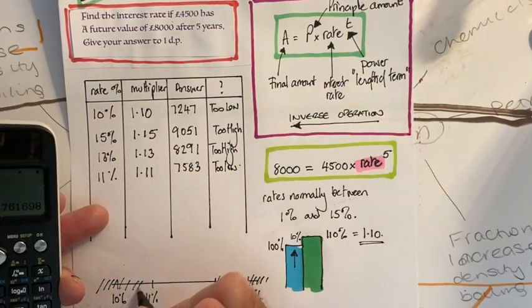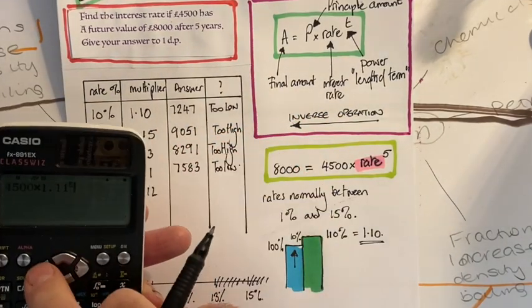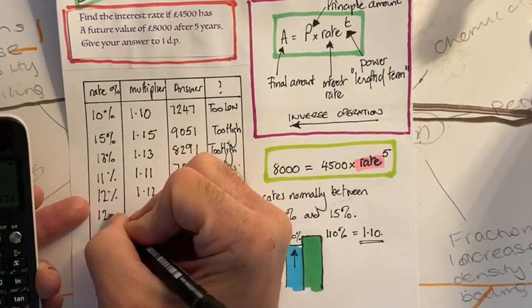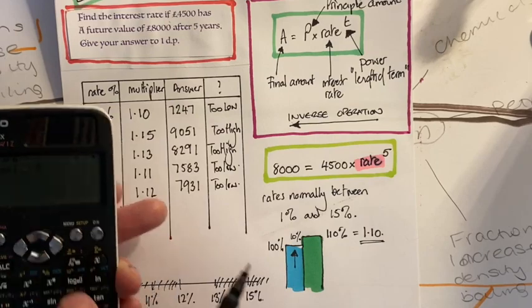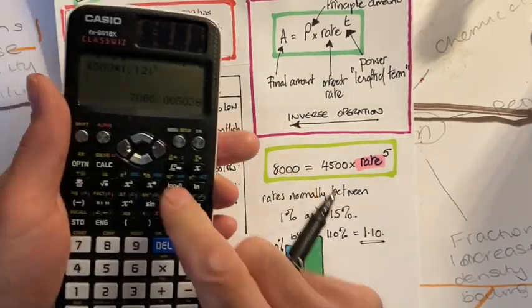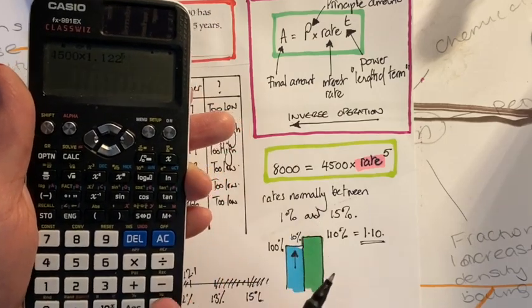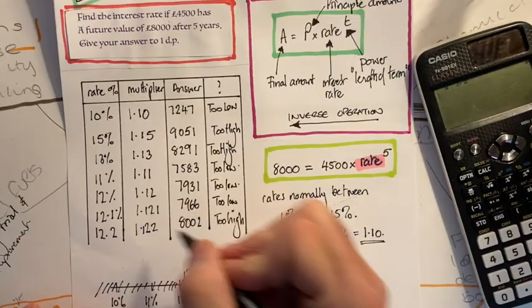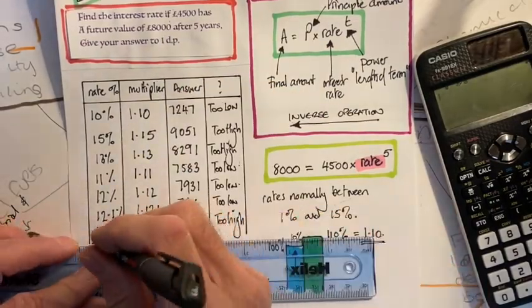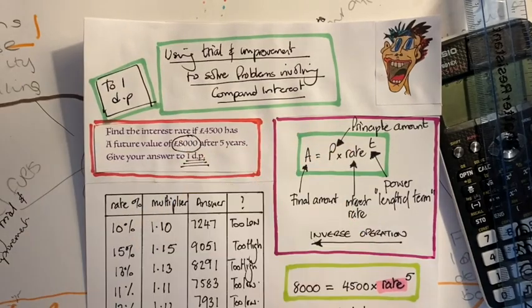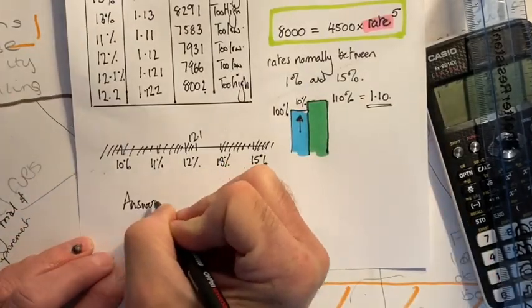So now try 11%, too low. Let's go 12%, again too low, so let's go 12.1%, 1.121, just too low, so let's try 12.2. 12.2 is 8,002, just too high, but it's closer than the 12.1%. And remember, the question asks, what is it to one decimal place? So therefore our answer is 12.2%.